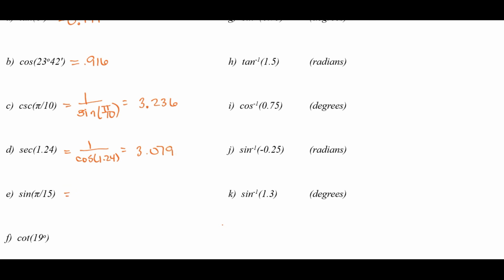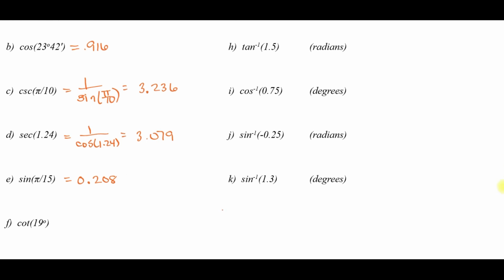The next one's fairly straightforward, sine of pi over 15, so radian mode, and we should get about 0.208. And then the last one on this side is cotangent of 19 degrees, so we want to change back to degree mode, and then this is going to be 1 over tangent of 19 degrees. Remember, you don't need the degree symbol here because there's no minutes or seconds. And we get about 2.904.